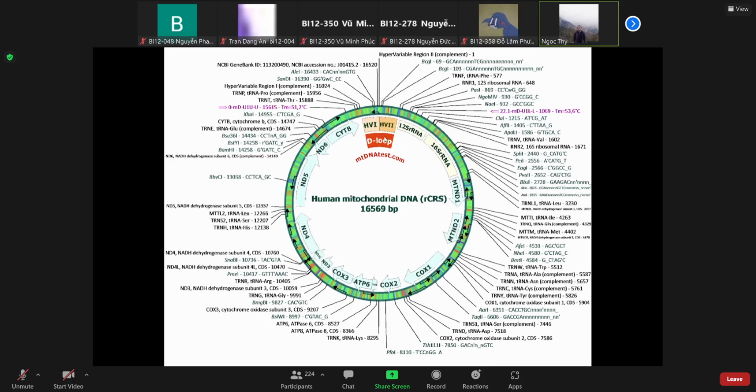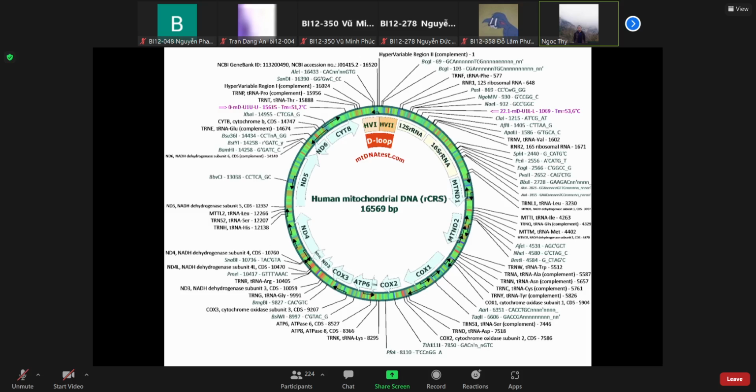The first region is the D-loop region, which we also call the hypervariable region. This region does not code for any protein. It codes for nothing, but it varies between individuals, so it is used to categorize and identify each individual.